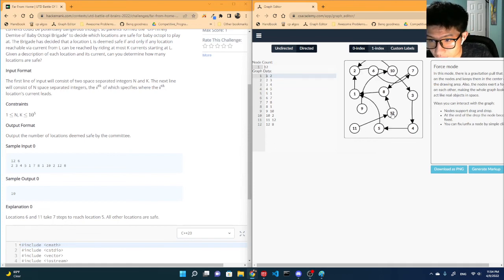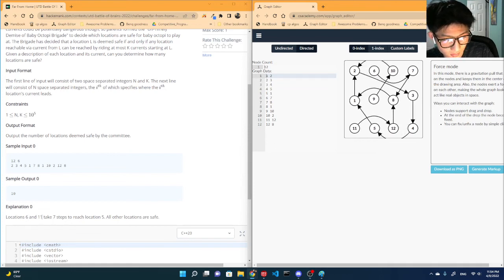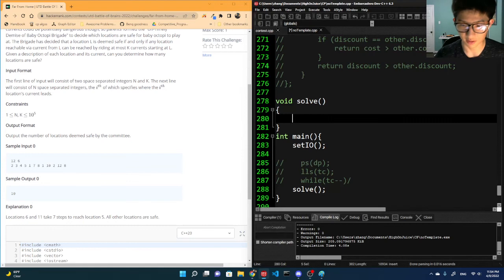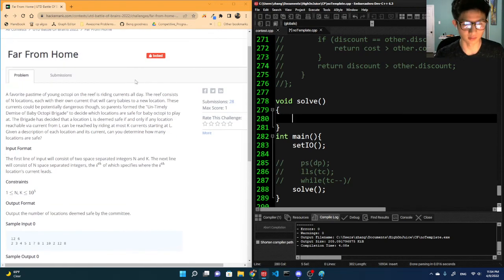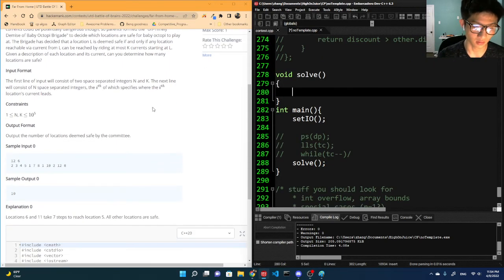Okay, let's do this again. 6 and 7 take 7 steps to reach 5. 6, 7, 8. 1, 2, 3, 4, 5, 6, 7. Oh, okay, good. 7. 1, 2, 3, 4, 5, 6, 7. Okay. That makes so much more sense. I see what Sam did. Everything makes sense. Yippee.